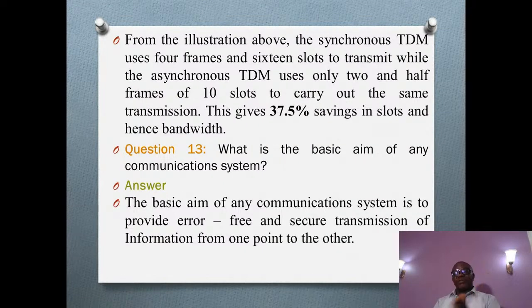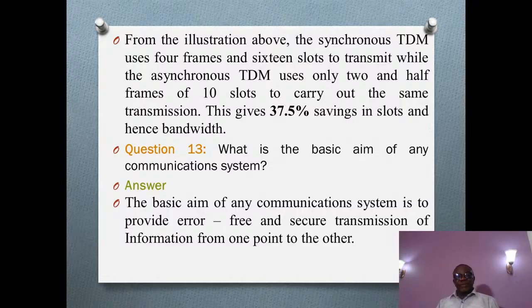So from the illustration above, the synchronous TDM uses 4 frames and 16 slots to transmit, while the asynchronous TDM uses only 2.5 frames of 10 slots to carry out the same transmission. And if you do that mathematically, you see that it gives 37.5% savings in slots and hence bandwidth.